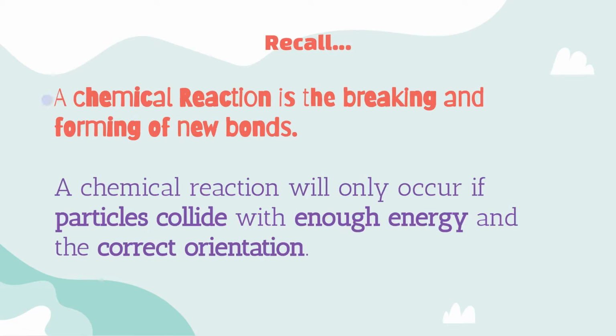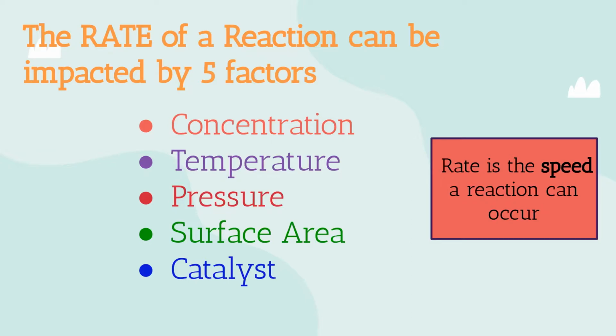If you recall, a chemical reaction is the breaking and forming of new bonds, and a chemical reaction will only occur if particles collide with enough energy and the correct orientation. So the rate of a reaction can be impacted by 5 different factors. Write this down. Those 5 factors are concentration, temperature, pressure, surface area, and a catalyst. Rate is the speed of a reaction, the speed at which a reaction can occur.